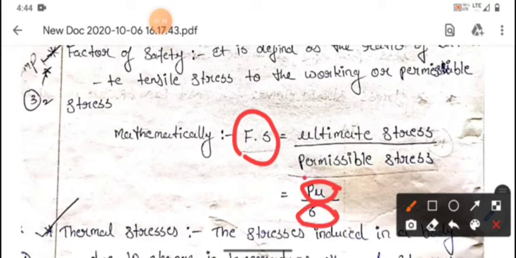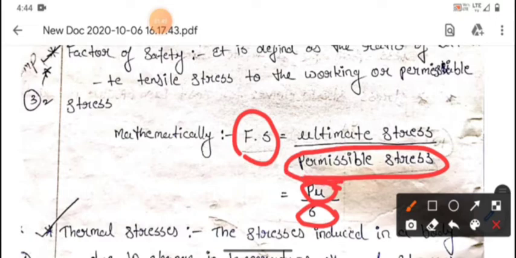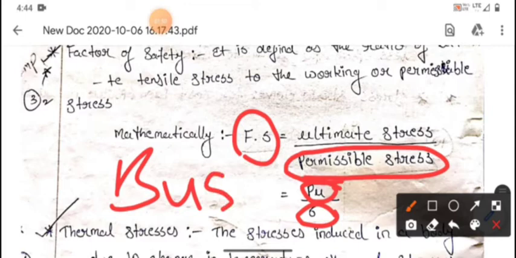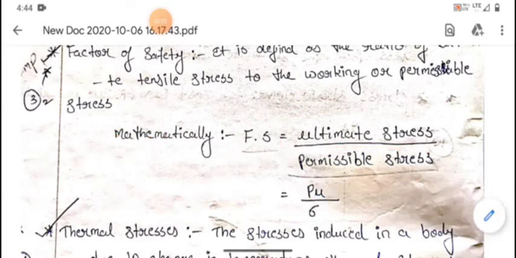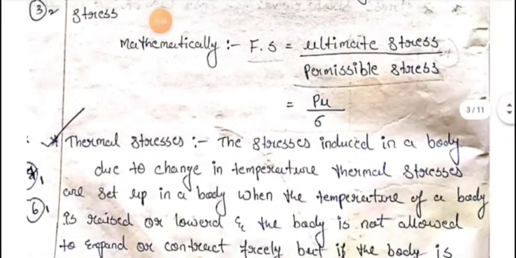The permissible stress means the maximum stress we can permit. For example, you might have seen on a bus or any type of vehicle, the company has written that this much load you can put in that vehicle. Beyond that it is at your own risk. That is the factor of safety, ultimate stress upon permissible stress.